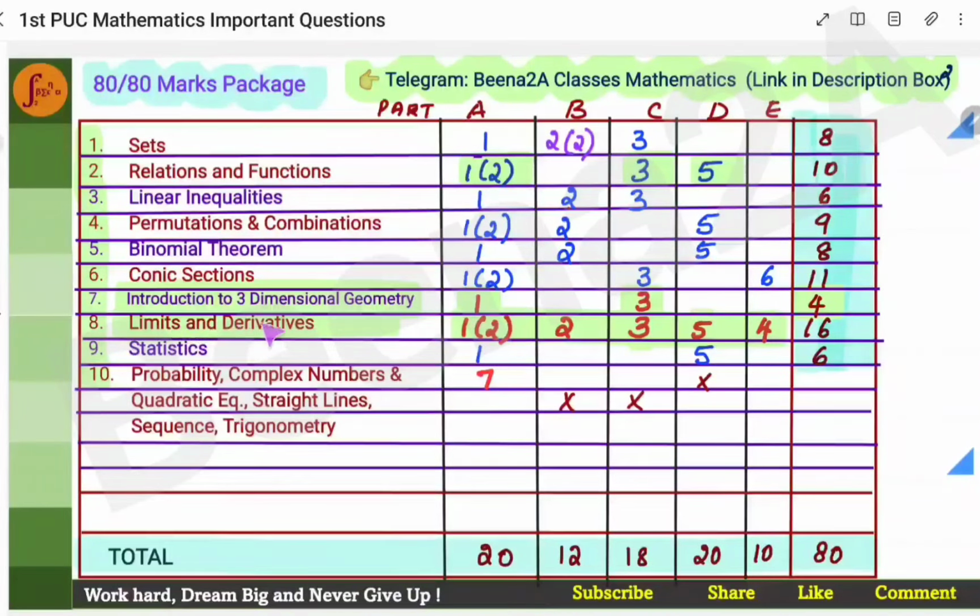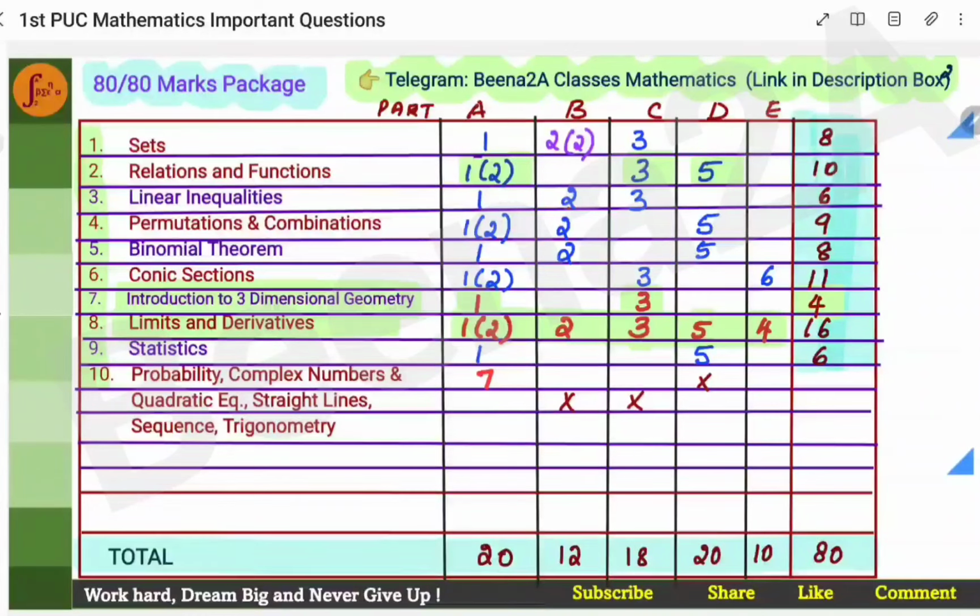Alternatively, instead of limits and derivatives, you could prepare for sequence and series also. The only reason I put limits and derivatives here is because next year, when you go to second PUC, you're going to get exhaustive chapters based on this topic related to differential calculus, integral calculus, application of derivatives, application of integral calculus. So, a lot of exhaustive topics are going to be based out of this chapter, and that's why it's better if you're thorough with this chapter this year itself.